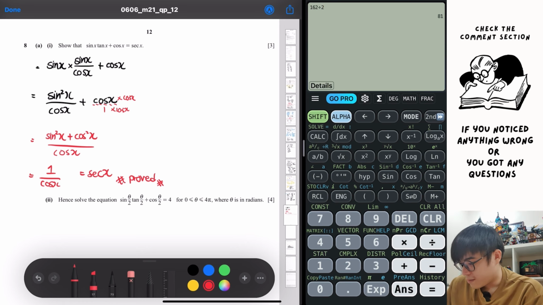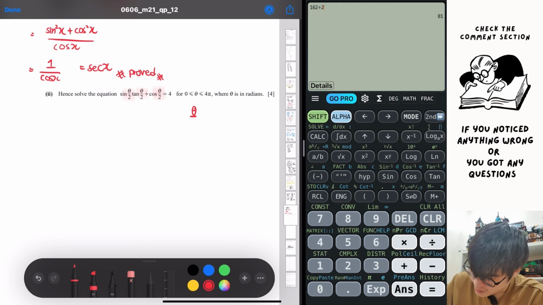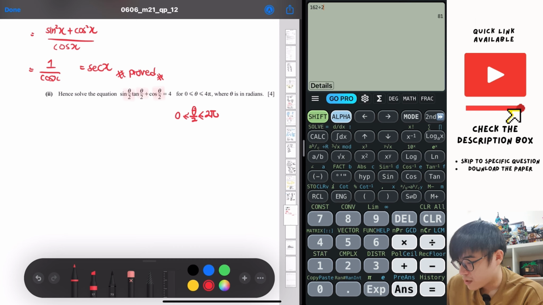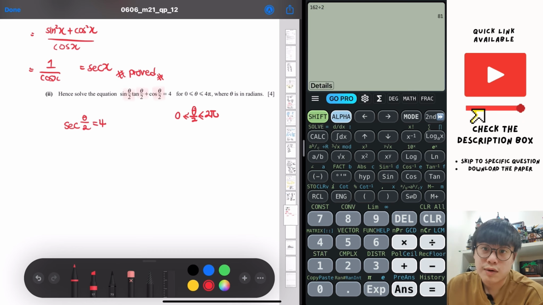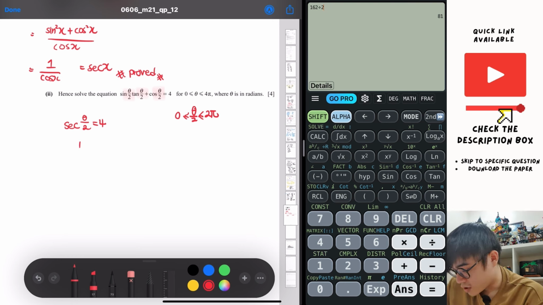For part 8, number 2, however, the first thing that I notice here is that there's a change in the theta's value. So I must update the range first. 0 divided by 2 will still be 0, but 4 pi divided by 2 will be 2 pi. So with this out of the way, we know that we can write sec theta over 2 equals to 4. But there's no calculation that we can key in on the calculator here. So you must adjust the value now and get to this.